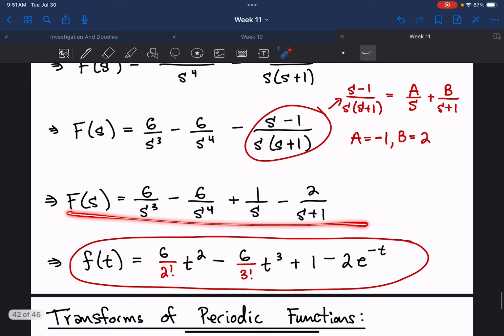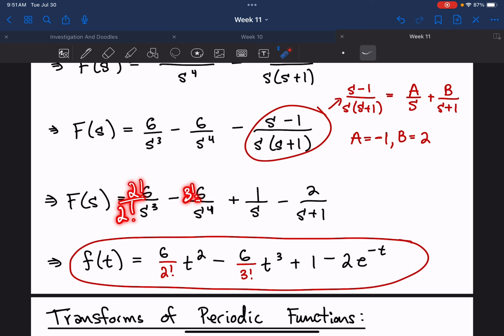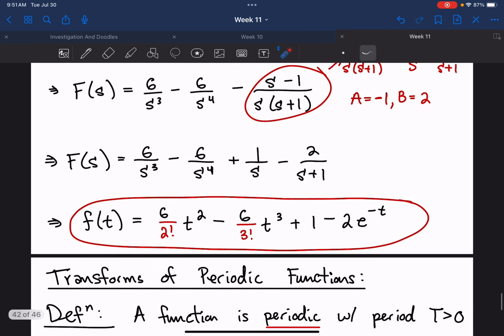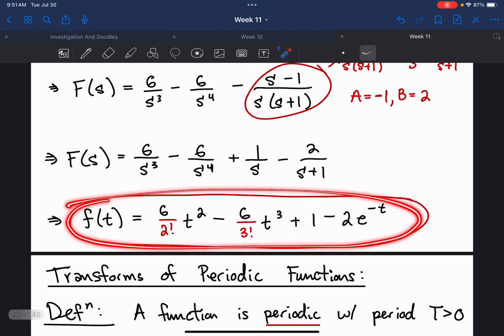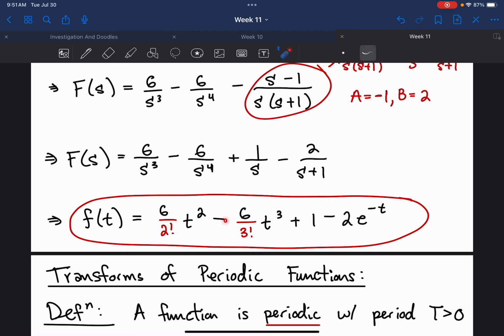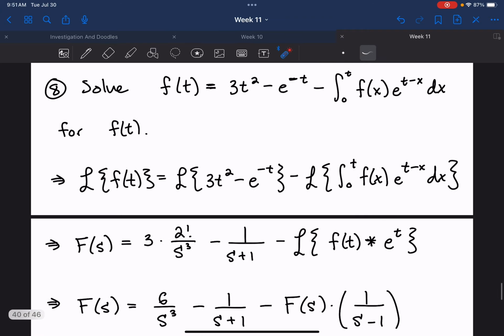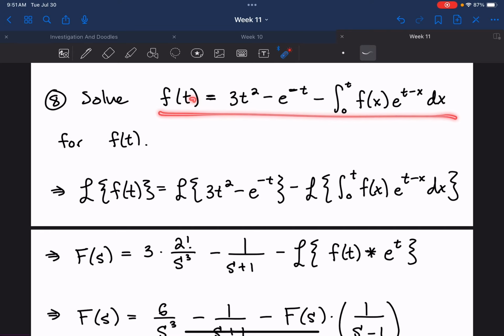Now we can take inverse Laplace transforms everywhere, right? This is missing a 2 factorial on top. This is missing a 3 factorial on top, right? This isn't missing anything, and this is fine. So after untransforming it, we get f of t equals 6 over 2 factorial t squared minus 6 over 3 factorial t cubed. This is the Laplace transform of 1, and this is the Laplace transform of e to the minus t. So we solved that integral differential equation for little f using Laplace transforms.